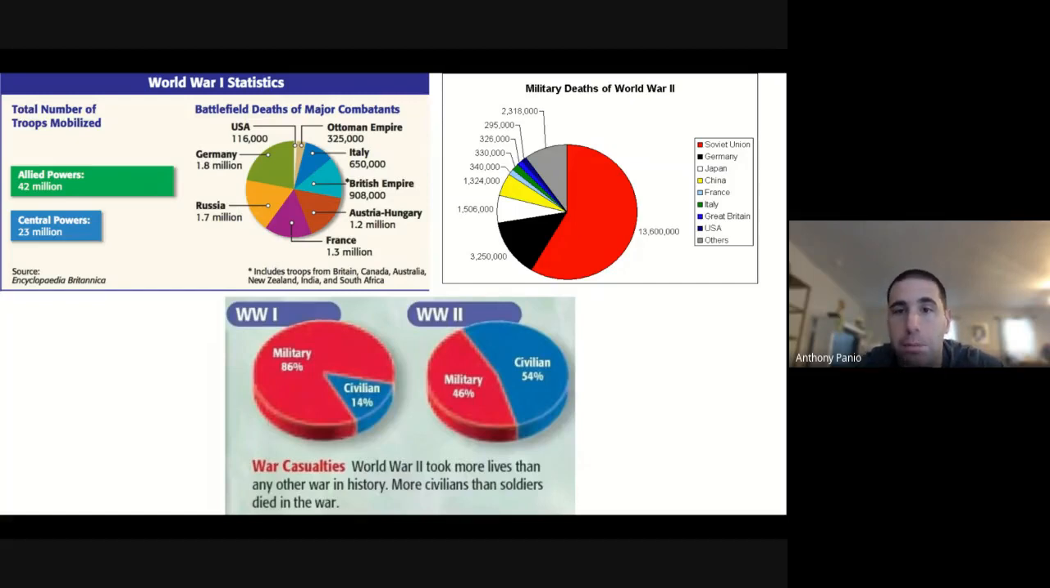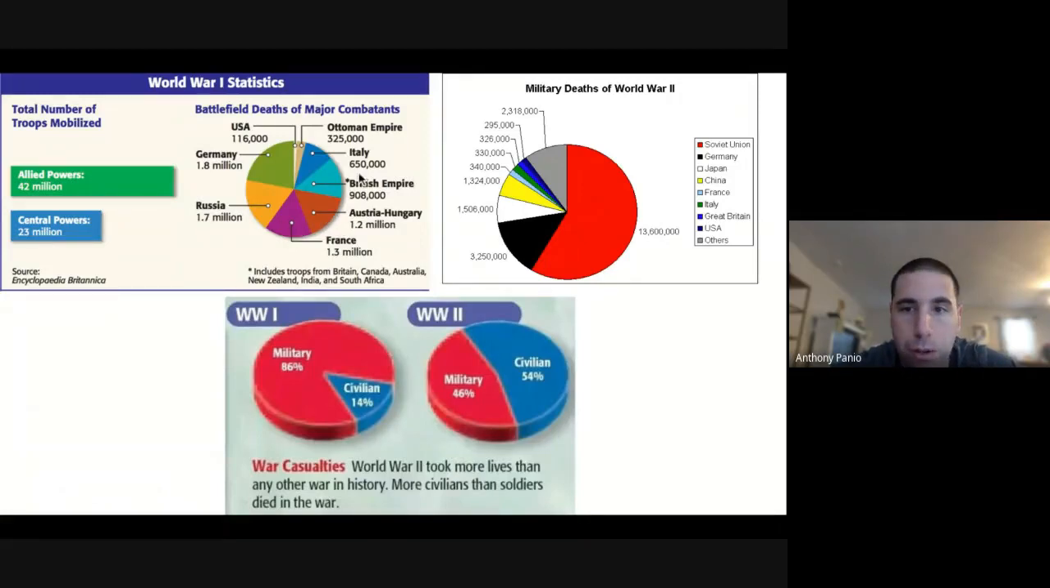The group that had the most soldiers killed was Germany. They had 1.8 million soldiers killed. Russia had the most for the Allied powers, with 1.7 million, but remember, they weren't in the war for the entire time. They were only in the war for about three-quarters of the time. France had 1.3 million.